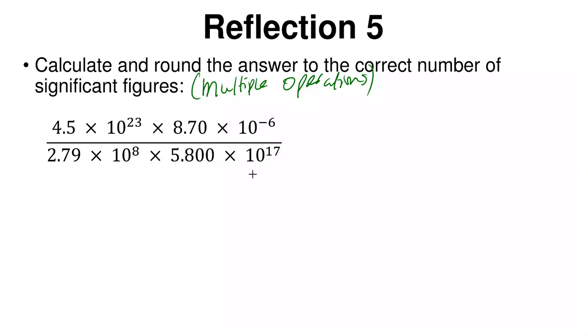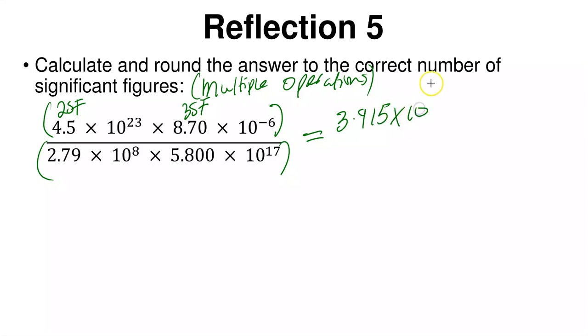To solve this problem, it's important to remember BODMAS, the rule of operations. Usually you have to split them: you do the top, then you do the bottom. I'm going to put brackets here to do the top first. If I input that into my calculator correctly, with this being 3 significant figures and this 2 significant figures, my answer is going to be 3.915 times 10 to the 18.